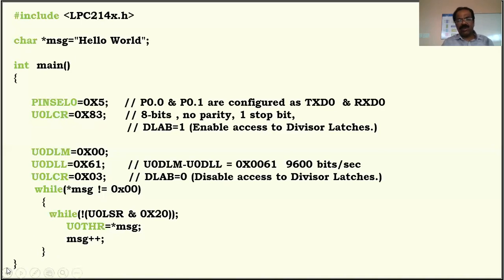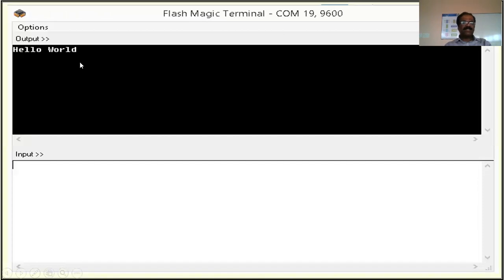I already gave a demo also. Just go through all the previous steps. Okay. This is the output. For Hello World, I have to go to the FlashMagic terminal. I told you already how to configure all those things. You can put any message. You can display any message as you like.